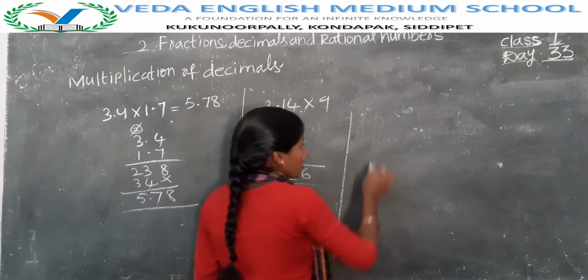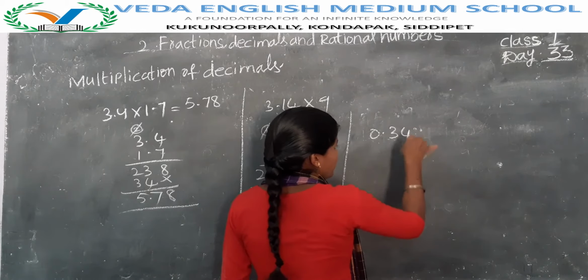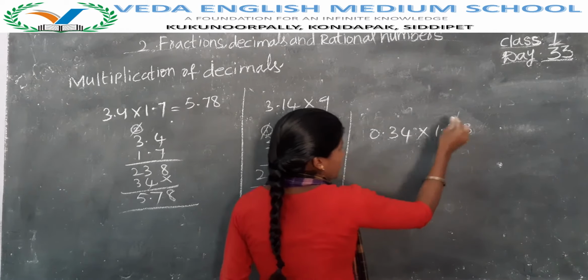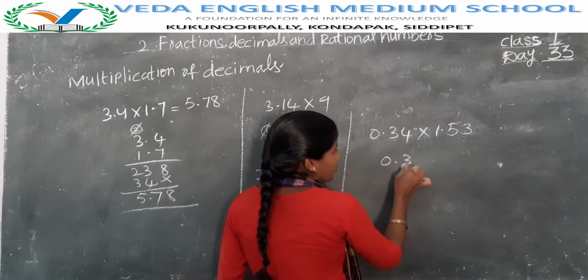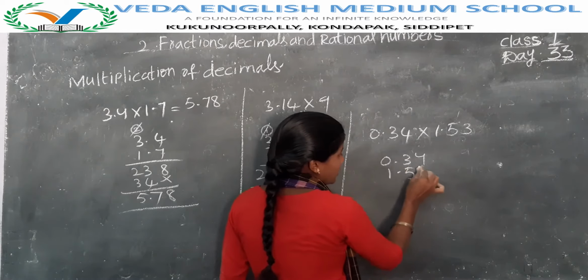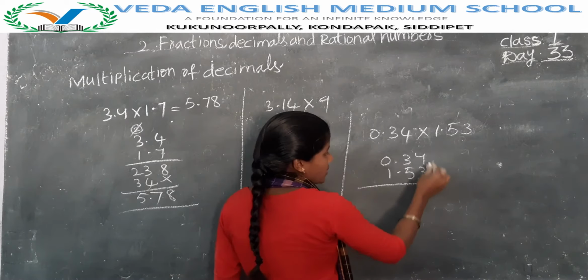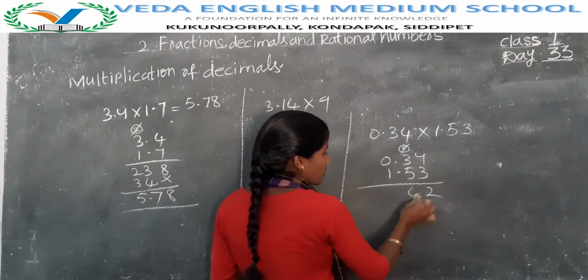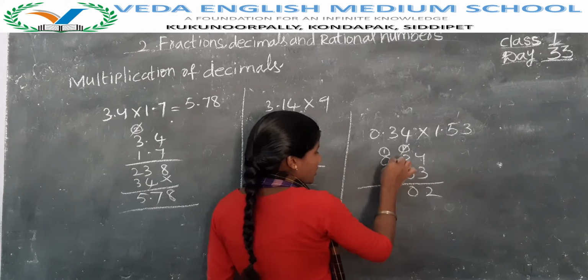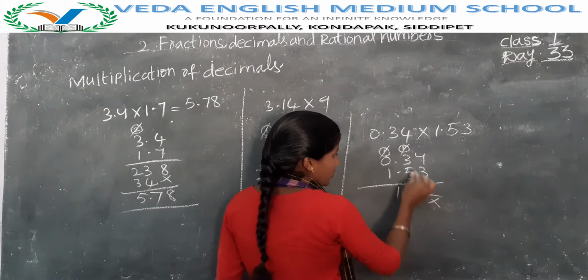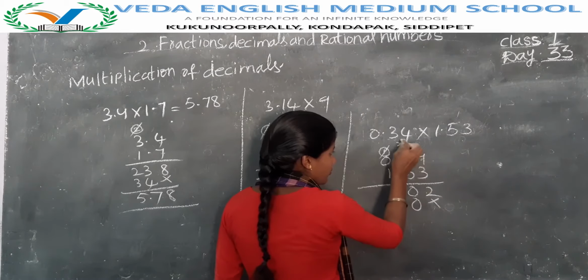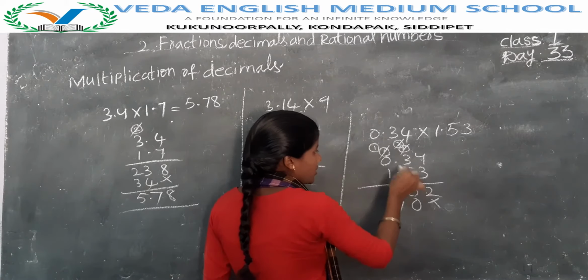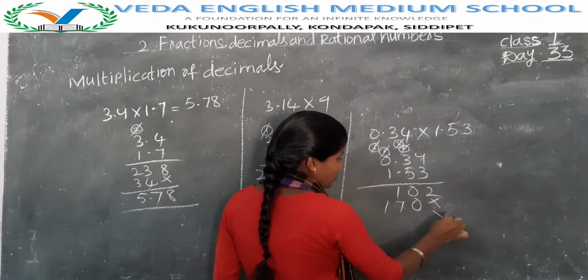One more. 0.34 into 1.53. 4 3s are 12. So 3 4s are 12, 3 3s are 9, 9 plus 1, 10. 3 zeros are 0, 0 plus 1, 1. 5 4s are 20. 5 3s are 15, 15 plus 2, 17. 5 zeros are 0, 0 plus 1, 1.